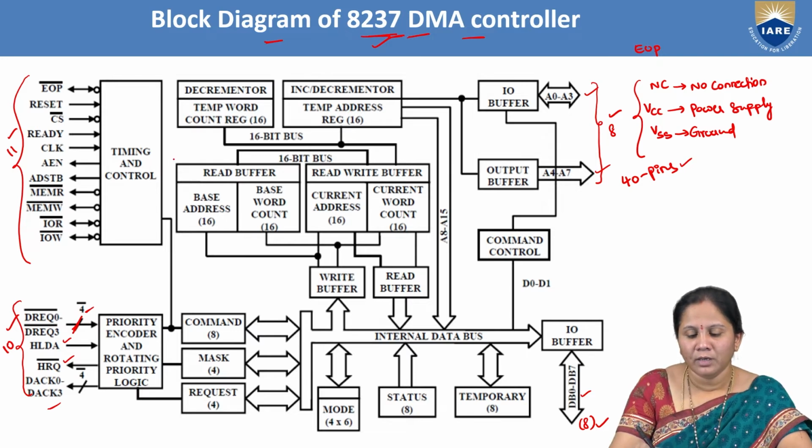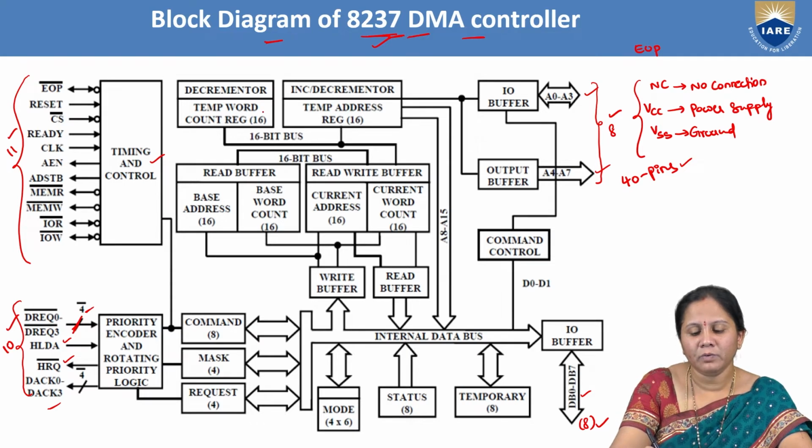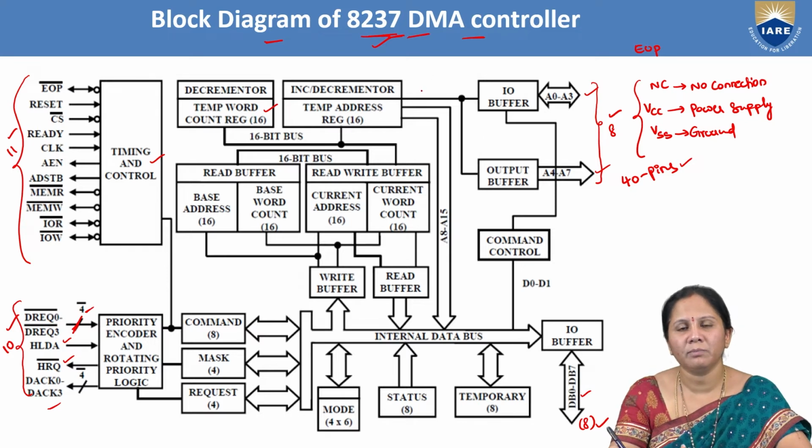Now, here this timing and control block is going to produce the timing and control signals. And here we have this temporary word count register, like we have discussed about the block diagram of the 8257 DMA controller. In that 8257 DMA controller, we have studied that in each channel there will be one DMA address register and also a count register. So this address register and count register will be there in individual channels.